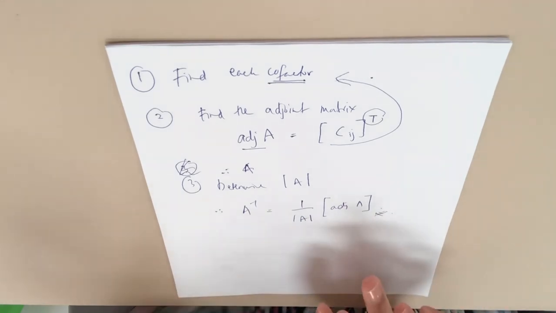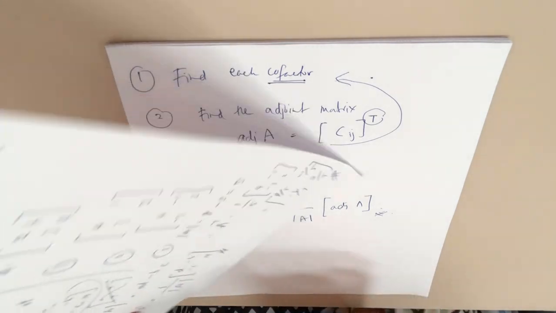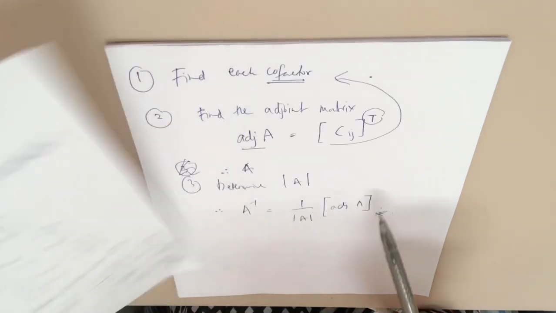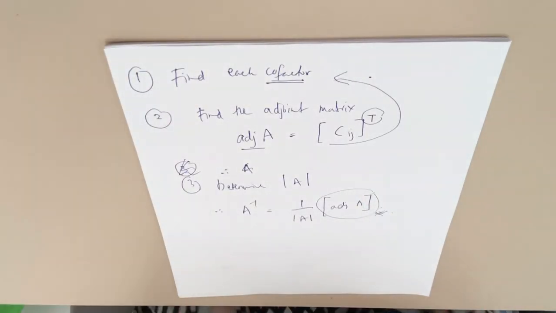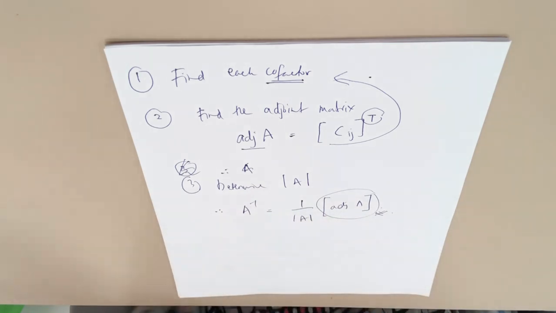So basically for 2x2 and 3x3, the formula is quite similar. Only here is where the difference is. And also how to get adjoint A is different compared to 2x2. So now I show you through an example. I give you one example.